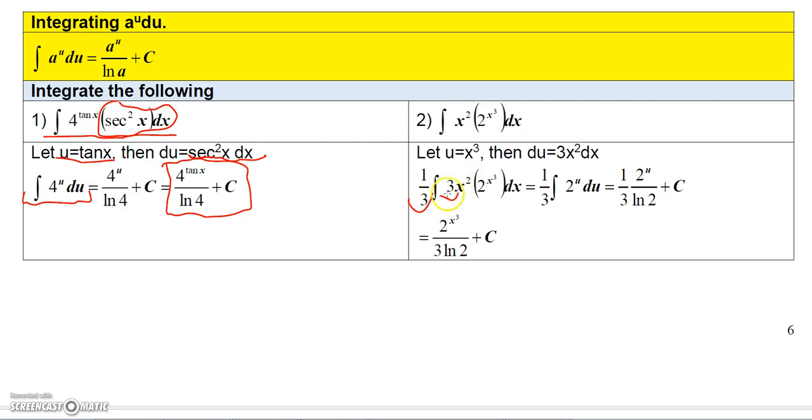and then multiply the outside by 1/3. So now the 3x squared dx acts as the du, and then 2 to the x cubed acts as the 2 to the u. And so now to integrate 2 to the u du, that would just be 2 to the u divided by natural log of 2. And then of course I have a 1/3 out here, so I'd have to multiply that by 1/3, and then of course add your constant. And then the last step is to go ahead and replace u with x cubed. So I get 2 to the x cubed over 3 times natural log of 2 for the final answer.